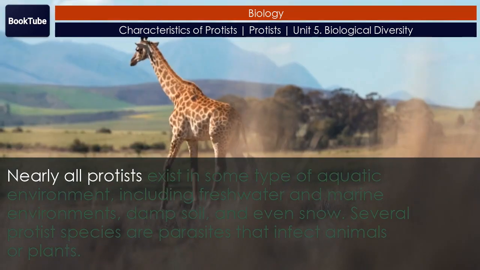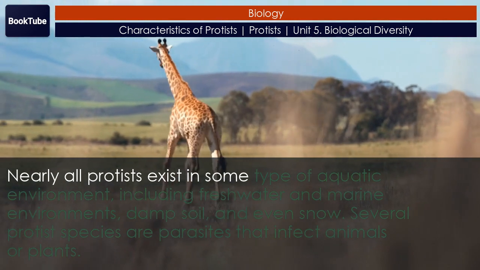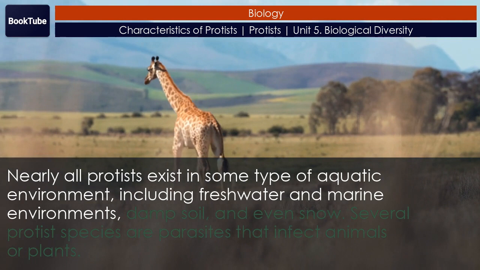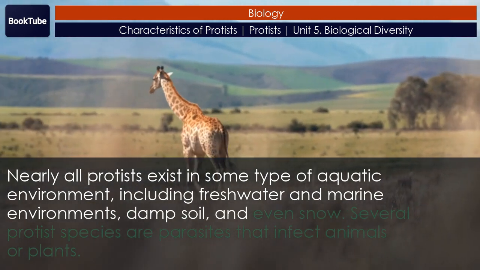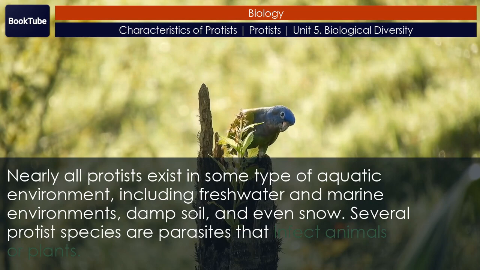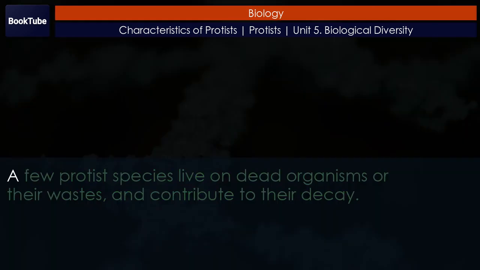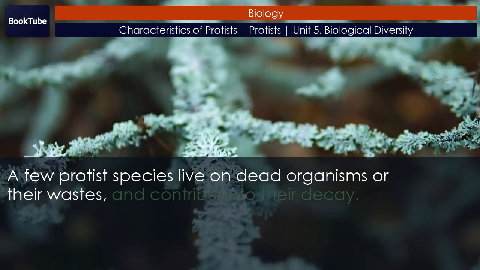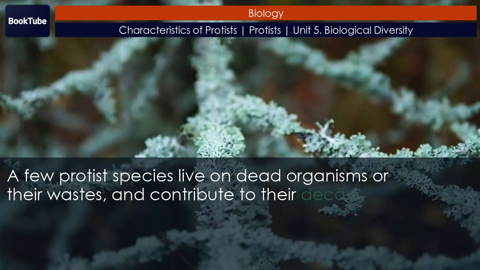Habitats. Nearly all protists exist in some type of aquatic environment, including freshwater and marine environments, damp soil, and even snow. Several protist species are parasites that infect animals or plants. A few protist species live on dead organisms or their wastes, and contribute to their decay.